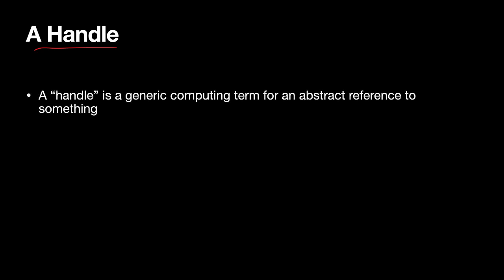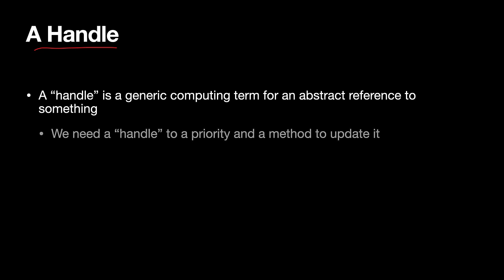So we're going to pursue the idea of a concept called a handle. A handle is basically a way of keeping a hold of something, of finding out where something is at. Generically, the concept of a handle is a computing term. It's about having an abstract reference to something. So we need a handle to be able to access a priority. And we'll need some technique, a method. We'll literally use a method in Java that will allow us to update the priority of something that's in our priority queue. So we're going to use an object to represent this concept of a handle.